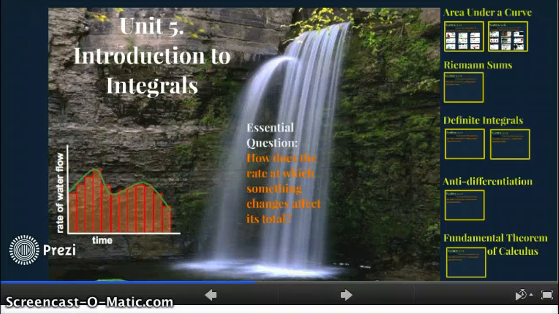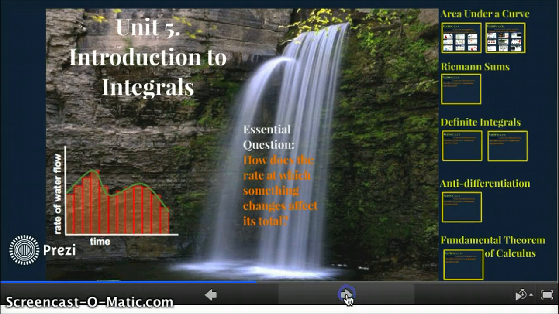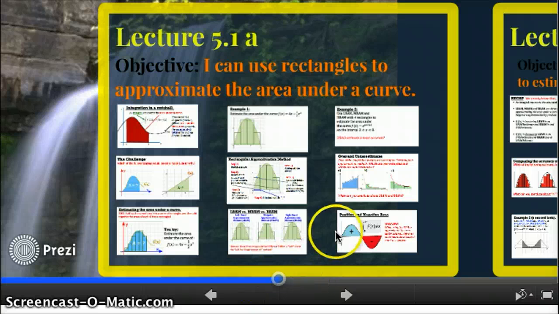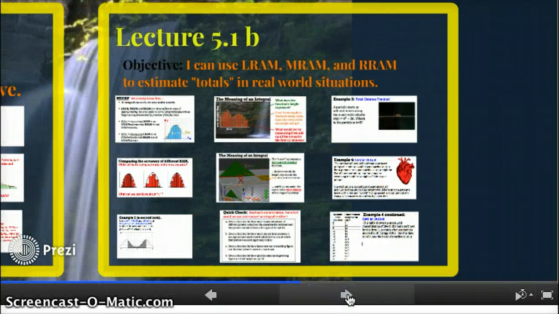Yesterday we started our introduction to integrals by talking about area. And we saw that an integral really is just an area under a curve. And we discussed some ways to approximate that area using rectangles. In today's video, you're going to see how to use LRAM, MRAM, and RRAM to estimate totals in real-world situations.